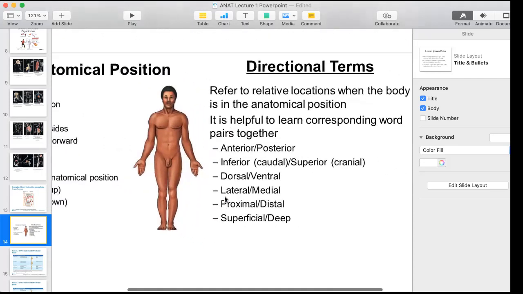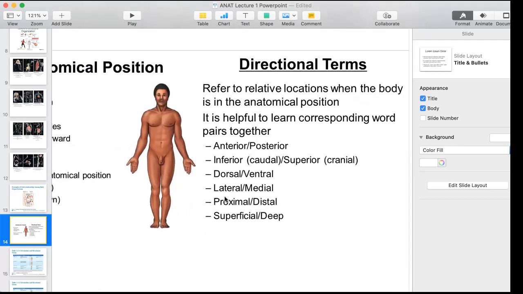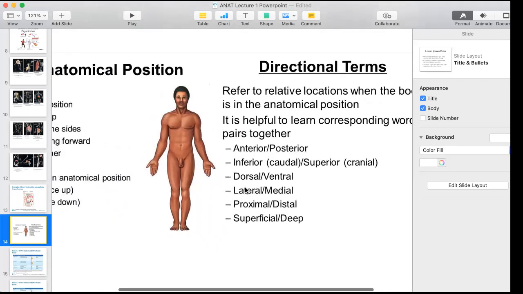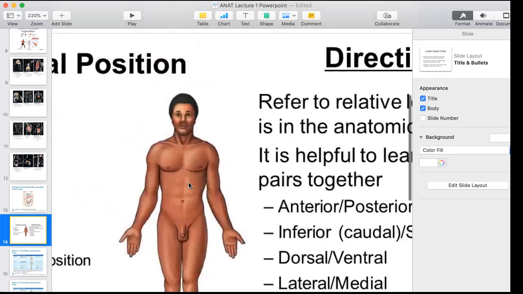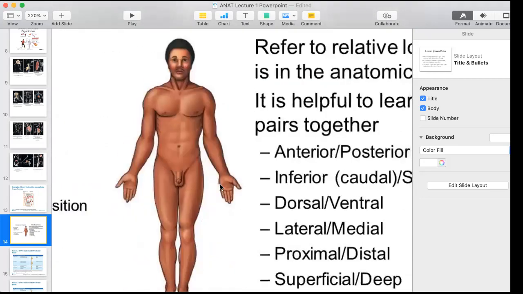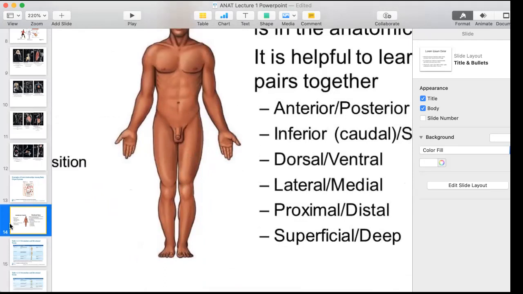Now, we also have directional terms when we talk about body parts in relation to each other, and we'll get to that shortly. But anyways, everything you look at here is a mirror image. So even though this is to our right, this is the left hand. Even though this is to our left, this is the right hand. Everything is a mirror image.